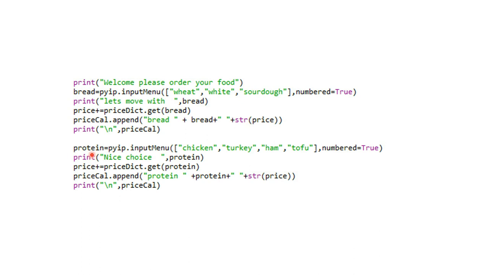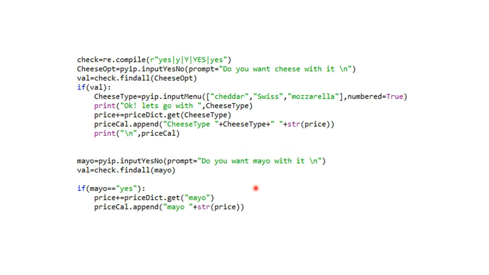Now coming to the second ingredient type, which we will call protein. He will have 4 options: chicken, turkey, ham and tofu. Same thing, numbers will be there, and we will do the same operations here. Then we will go to cheese. Cheese will be an optional choice for them, whether they want it or not.